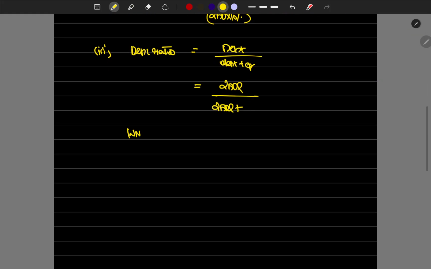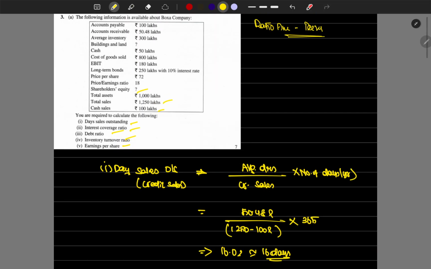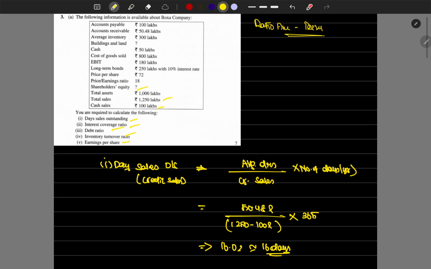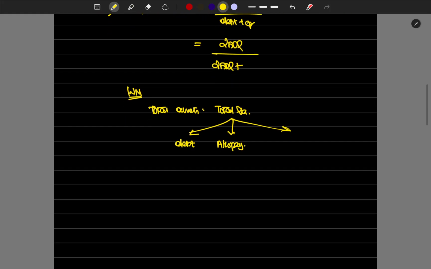Let's prepare the working note. Total assets is equal to total liabilities. This liability is split into debt, accounts payable, and shareholders' equity.